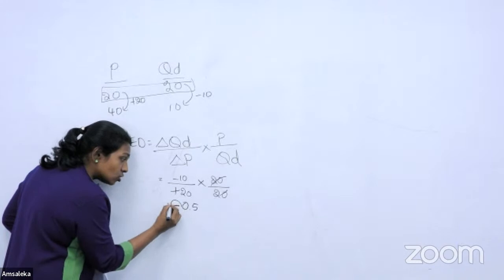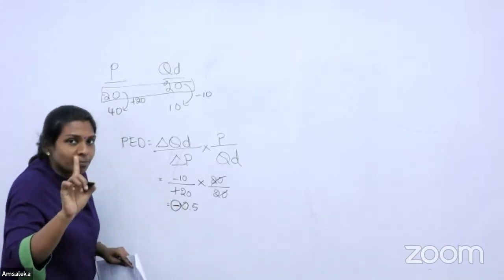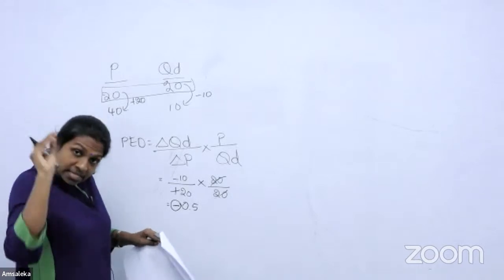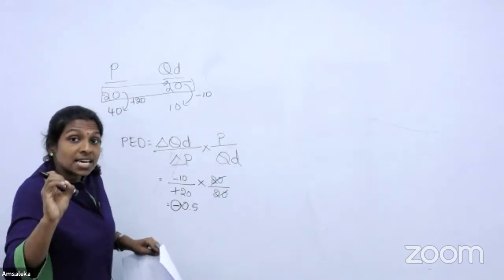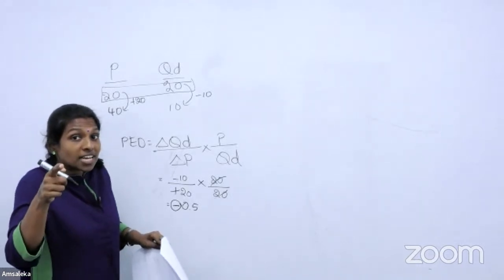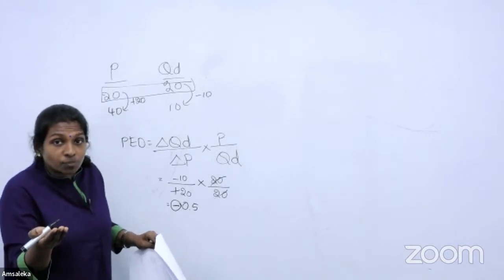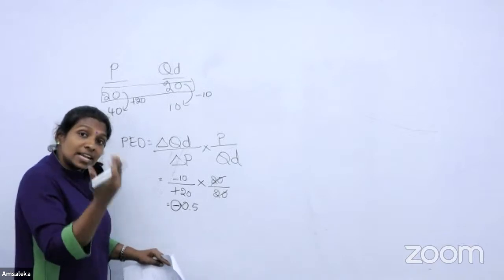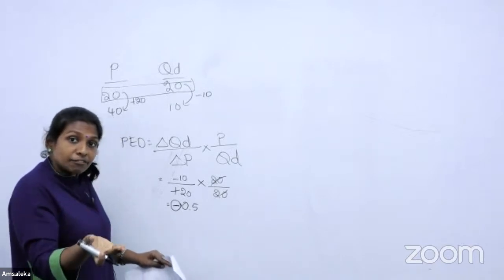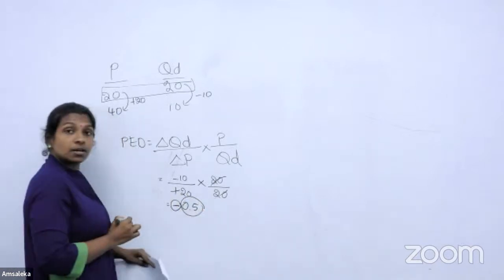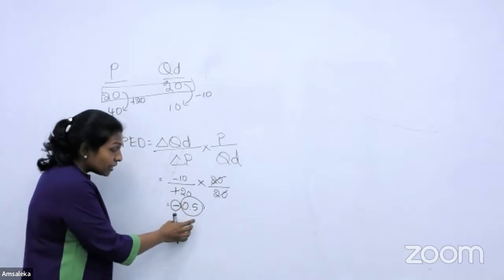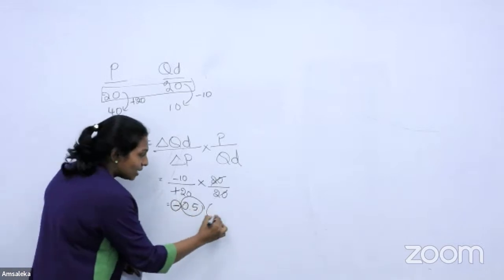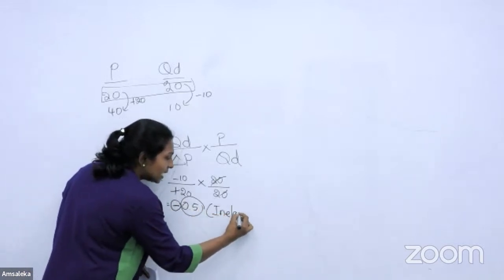The minus sign is given to show you the relationship. Minus 0.5, don't check. Minus is compulsory, but the minus says something about the relationship. What type of relationship? A negative relationship. So when negative, minus comes. You want to select whether it is less than 1, greater than 1, or infinity by the number figure. Since the number figure 0.5 is less than 1, the answer is inelastic.